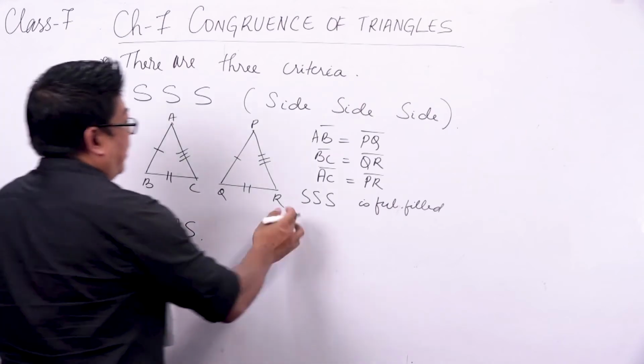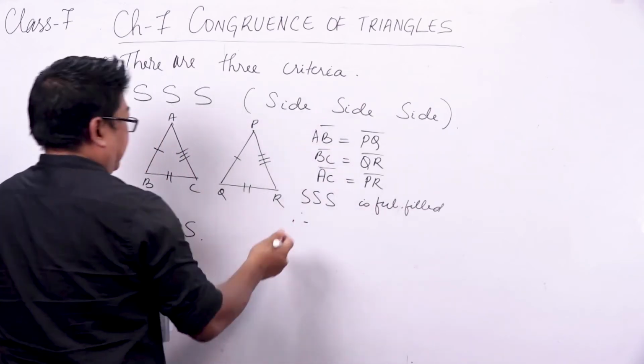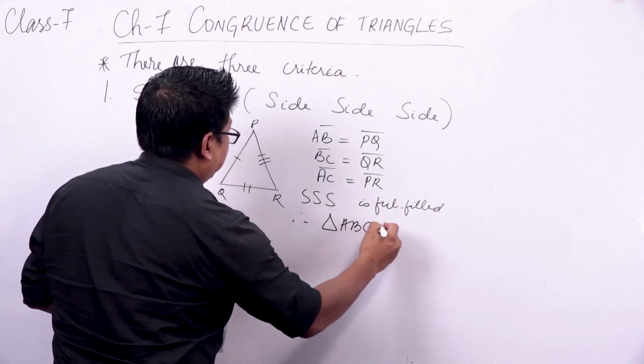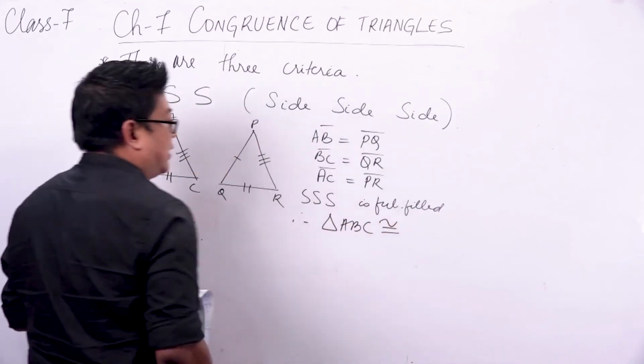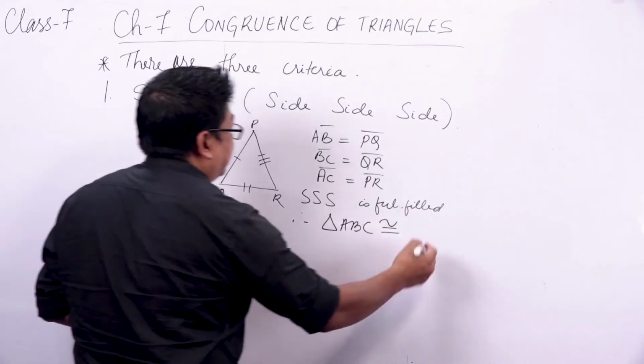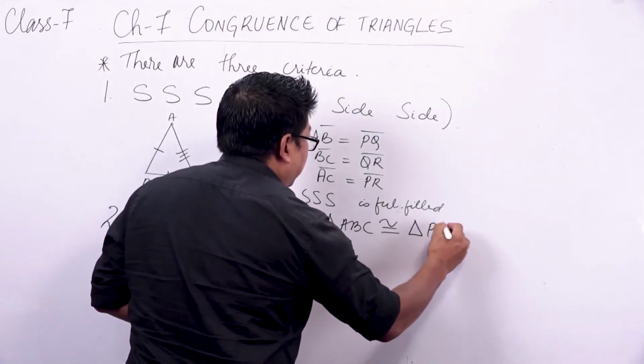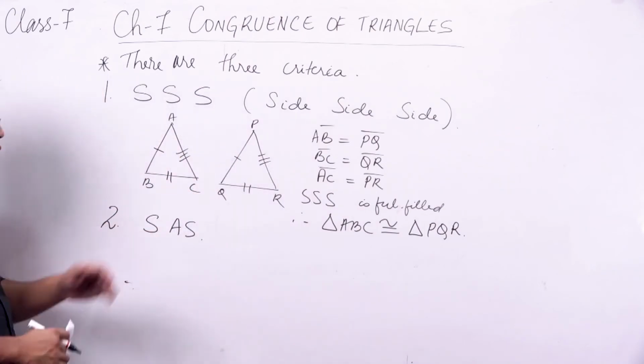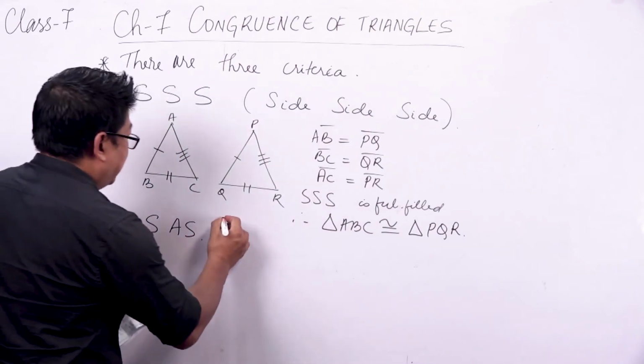SAS. All right? So if this is fulfilled, then we can say that triangle ABC is congruent. Here we use the symbol congruent to triangle PQR. All right? So let's move on to the next one, SAS.